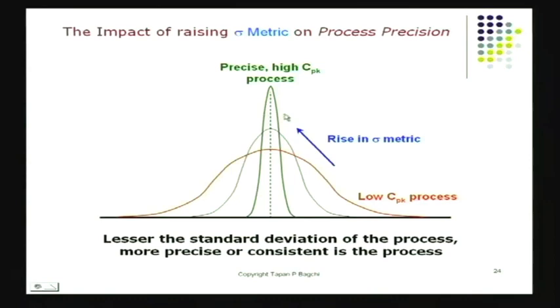When I do a 6 sigma project, I'm reducing standard deviation, but I'm increasing what we call the sigma metric of the process. So it goes up from 3 sigma metric to 4 sigma metric to 5 sigma metric to 6 sigma metric. This is what is happening, and the process is getting tighter and tighter. So the green one here is a pretty tight process that's got a high sigma metric value, and the red one, of course, is a poor process. It's got a low sigma metric value.